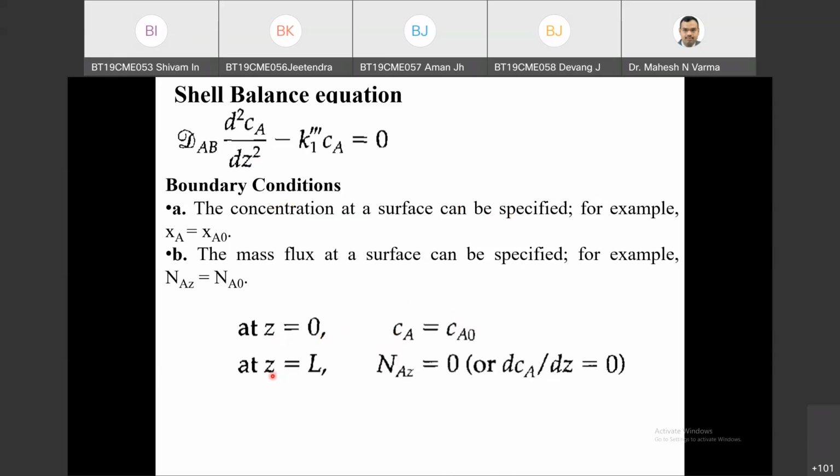The second boundary condition is at Z equals L, flux will be 0, because there is the bottom of the beaker. Thereafter, A is not moving, hence flux equals 0. Or this can be taken as dC_A by dZ equals 0. Saying N_Az equals 0 or saying the concentration gradient with respect to Z equals 0 is one and the same thing, because flux is related to concentration by Fick's law of diffusion in this problem, as convective flux is negligible. So these are the two boundary conditions.